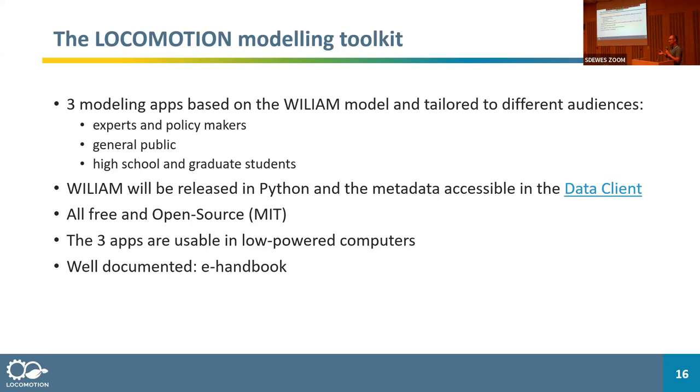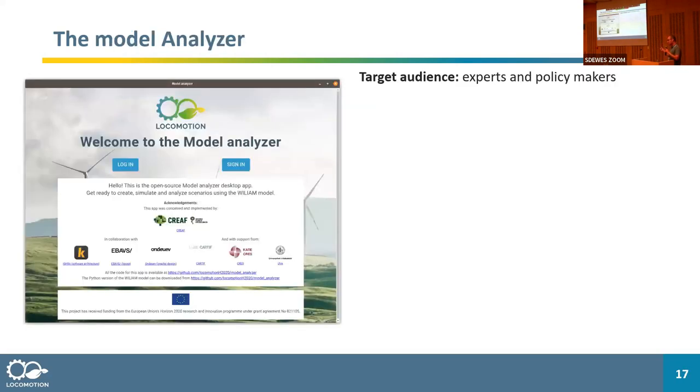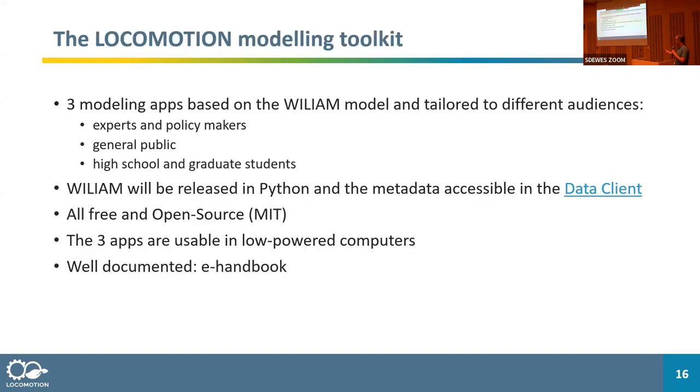Then we also have the Python translation of the William model, which contributes to this openness strategy because it's completely open source. And all the metadata and the data of the project are available in a database and accessible through a website. All this code and all these applications are licensed under the MIT license, so it's completely open source. And of course, most importantly, possibly the three apps are usable in low power computers. So anybody can actually run these simulations with the William model in their portable computers or desktop computers. And finally, I mentioned before that documentation is usually a big problem with these big models. So in this case, we already worked on that. So we produced this e-handbook, which is, we think, a good documentation for the William model.